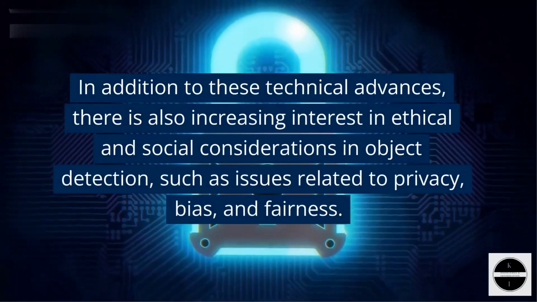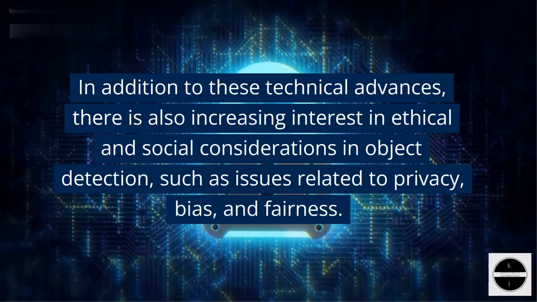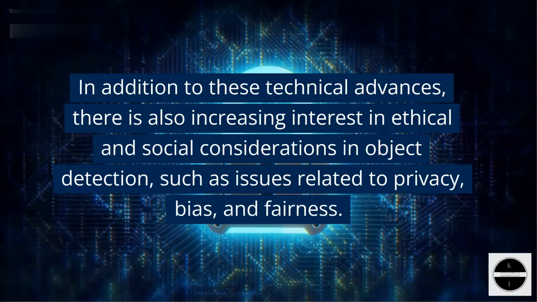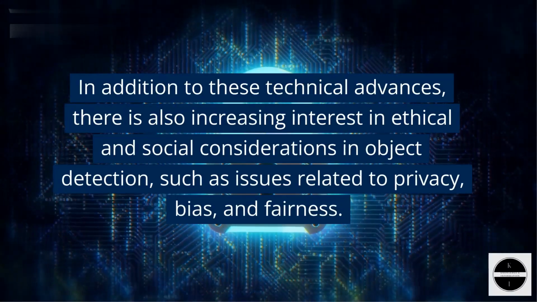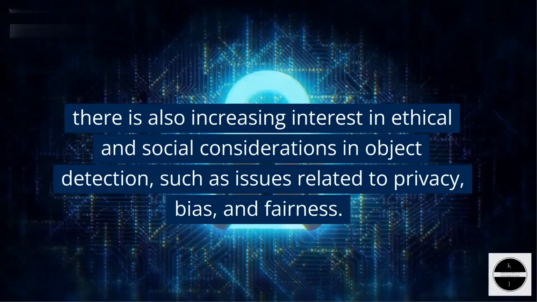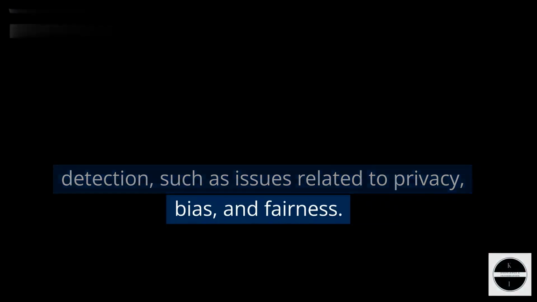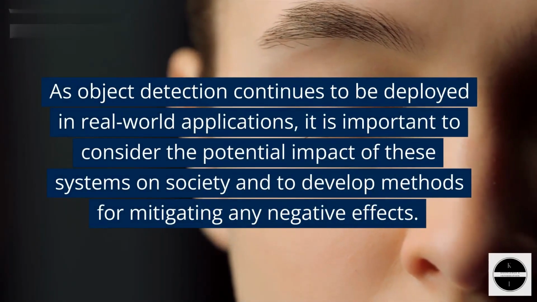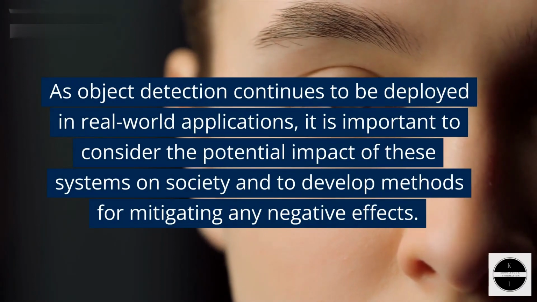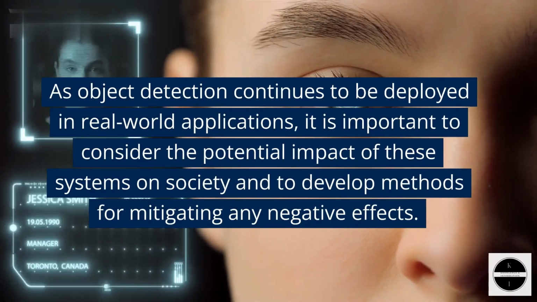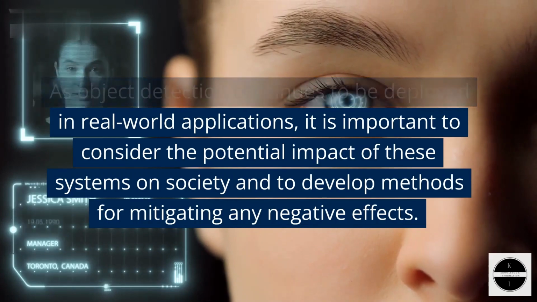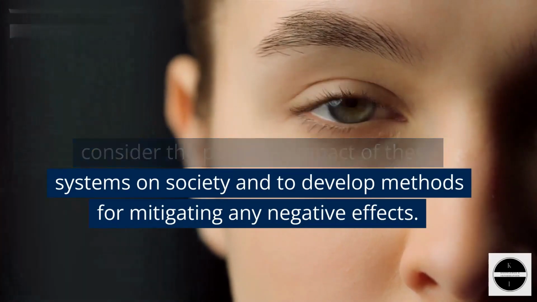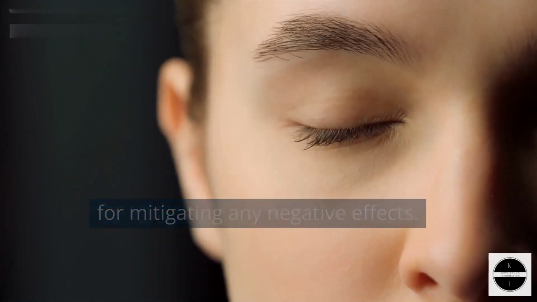In addition to these technical advances, there is also increasing interest in ethical and social considerations in object detection, such as issues related to privacy, bias, and fairness. As object detection continues to be deployed in real-world applications, it is important to consider the potential impact of these systems on society and to develop methods for mitigating any negative effects.